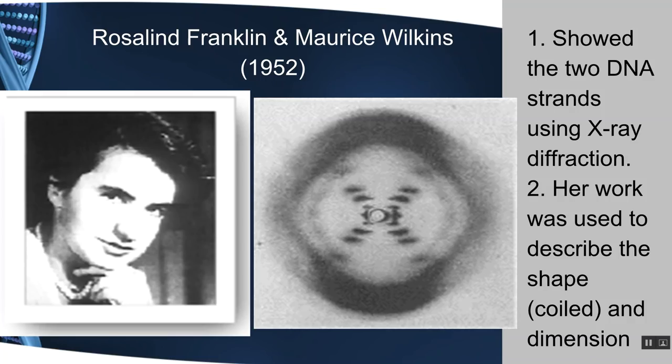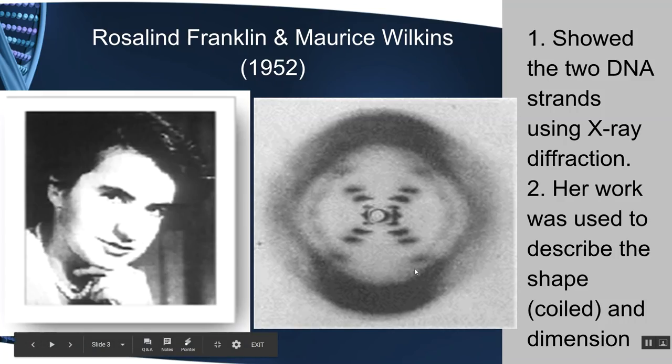And in 1952, Rosalind Franklin took this picture. It is called Photo 51, and it shows this distinctive pattern of DNA. And that's what indicated the helical or coiled shape of DNA that no one previously knew.